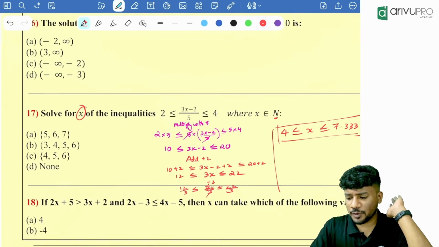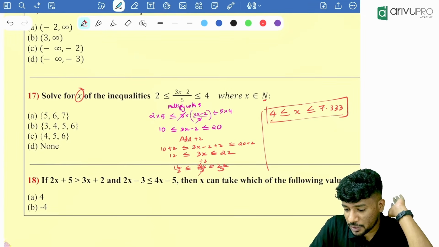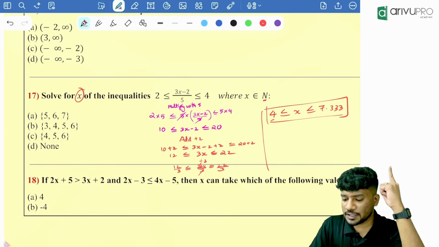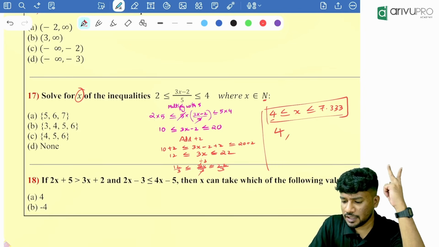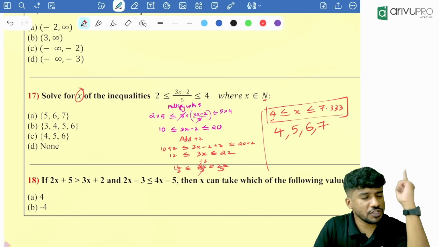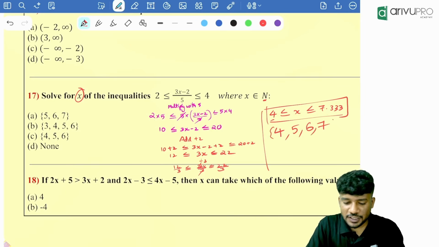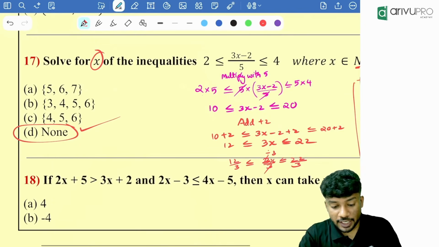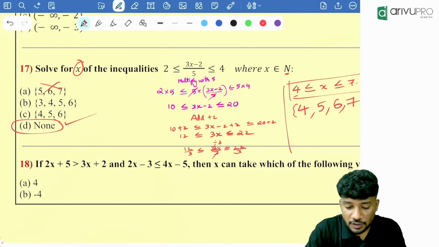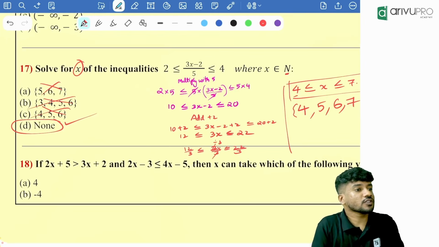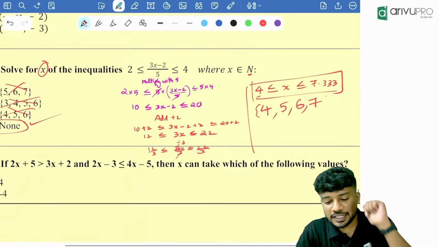Now you tell me which are the possible values. If the x value should be in between 4 and 7.333, which option is giving you that? That means 4 is a possible value, correct? 4 is included. Then 5 is a possible value, then 6, then 7. Now which option is giving you 4, 5, 6 and 7? Any option is there? None of the above is the answer. Why? In option A, 4 is not there. In option B, 3 extra is there. In option C, 7 is not there. So which option is your right answer, people? Option D is your right answer.